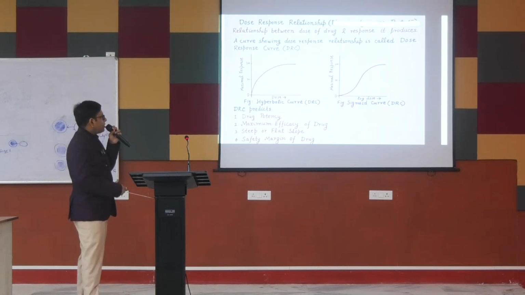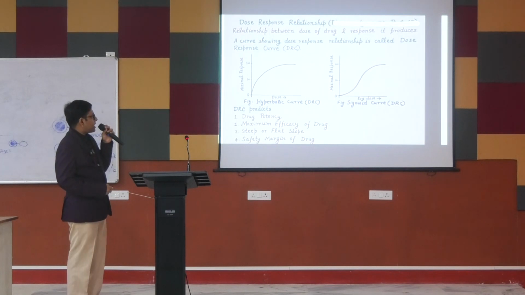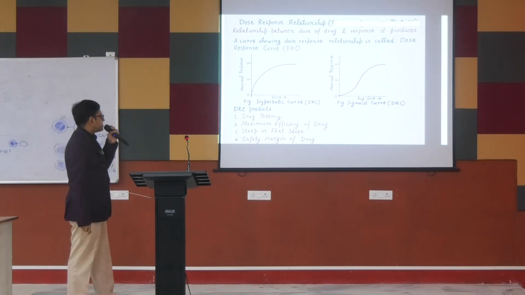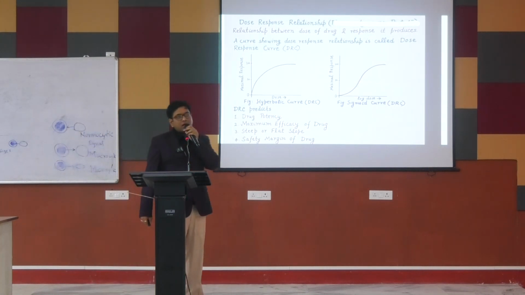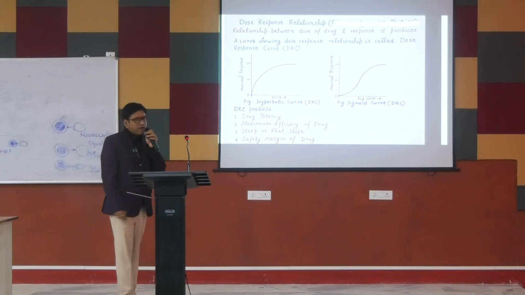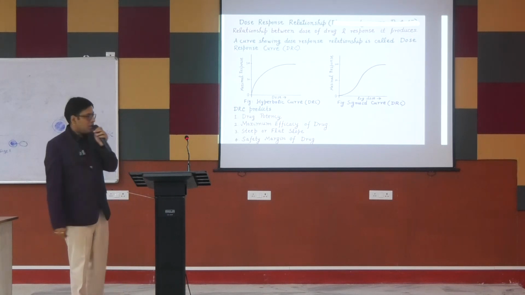So when you convert a dose response curve to a log dose response curve, a lot of values can be plotted within a small area, because you are simply taking log dose, and here you get a straight line. In a straight line it is very easy, compared to a hyperbola, to do various mathematical calculations and find out various parameters.